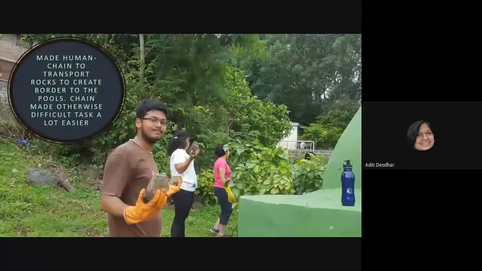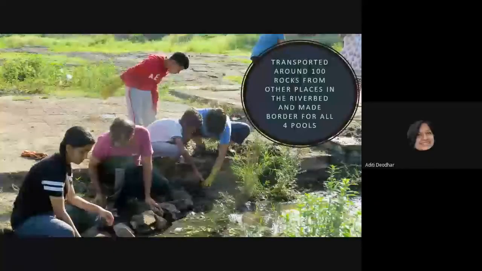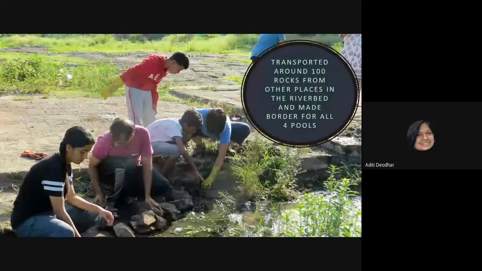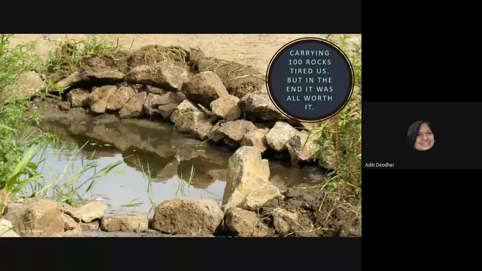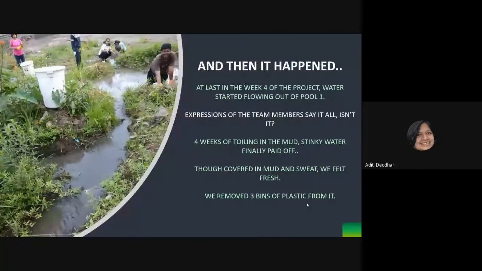Around 100 rocks were transported this way through a human chain. You can see this bank stabilization exercise going on, and that was the output. It would have seemed impossible to transport around 100 rocks from one place to another, but because of this human chain and very enthusiastic volunteers, we could do it. And that was the result.